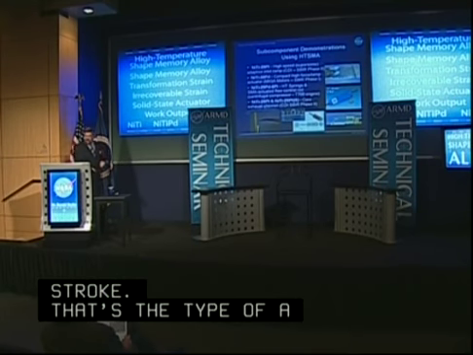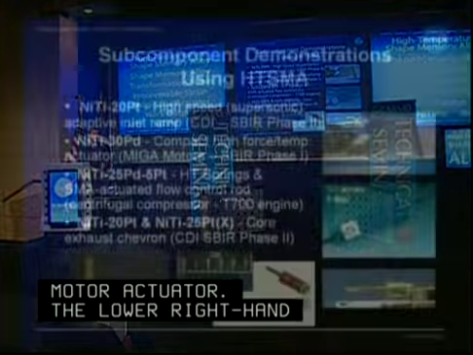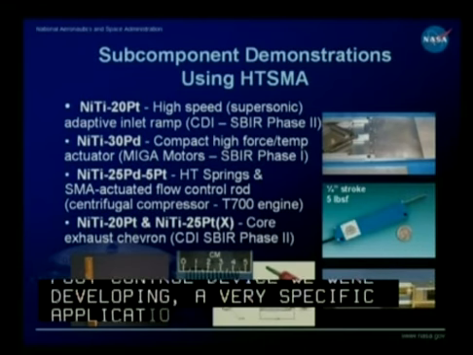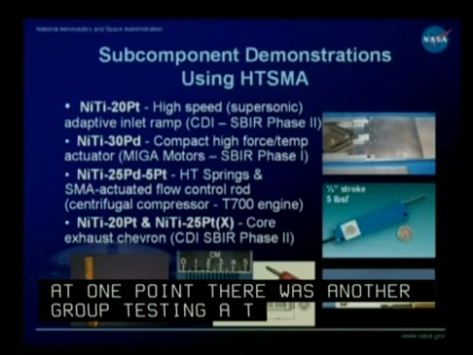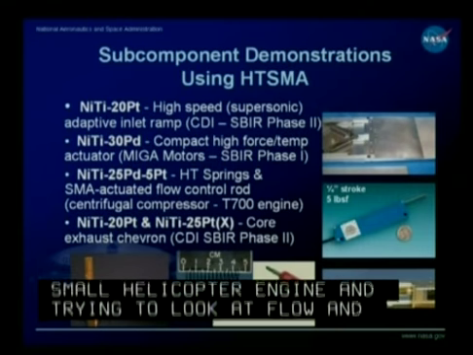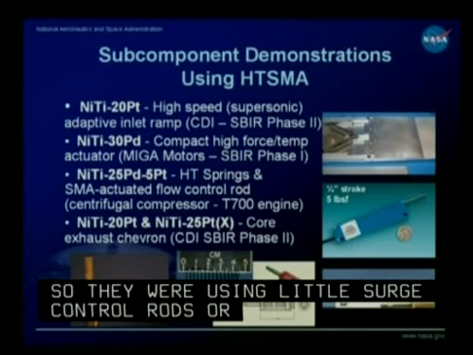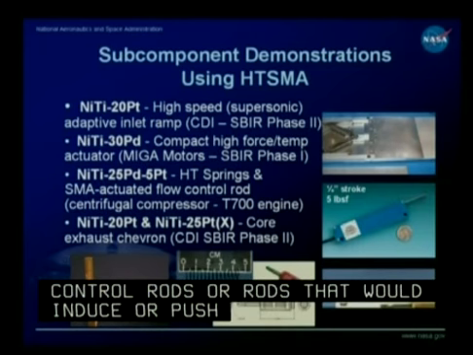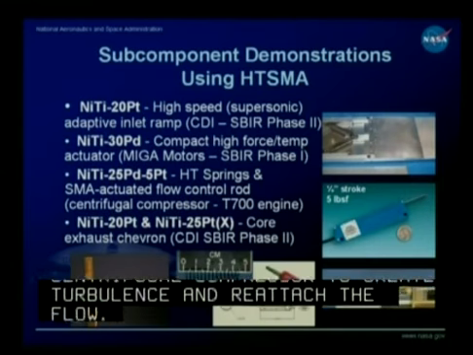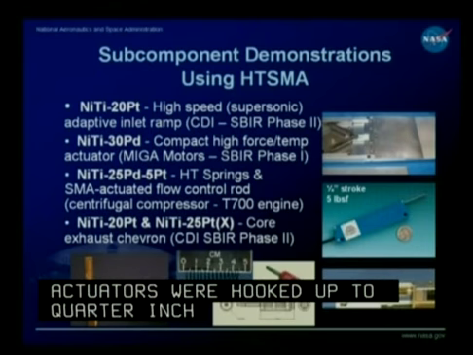The lower right-hand corner is a flow control device that we were developing. Actually, it was a very specific application. At one point, there was another group testing a T-700 engine, which is a small helicopter engine, and they're trying to look at flow instabilities and trying to figure out how to prevent stall. So they were using little surge control rods that they would push into the centrifugal compressor to create turbulence and reattach the flow. And in the test cell, these actuators were hooked up to 1/4 inch pneumatic lines, and there were about 10 of them, so you had all these lines coming off this test cell.